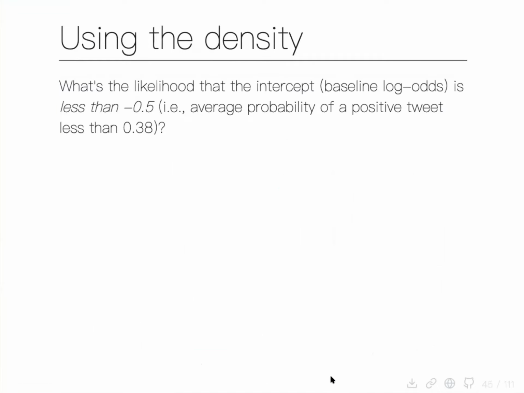Okay. All right, so we can use the density for a bunch of different things. So let's say we want to know the likelihood that the intercept, the baseline log odds, right, is less than -0.5.